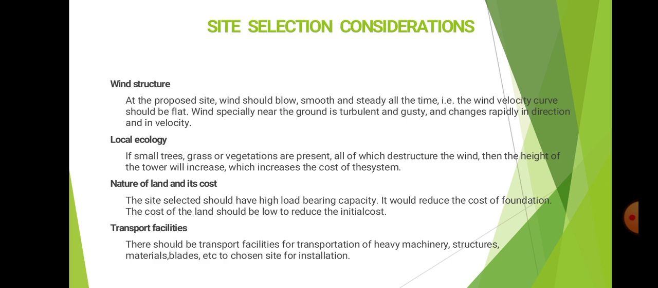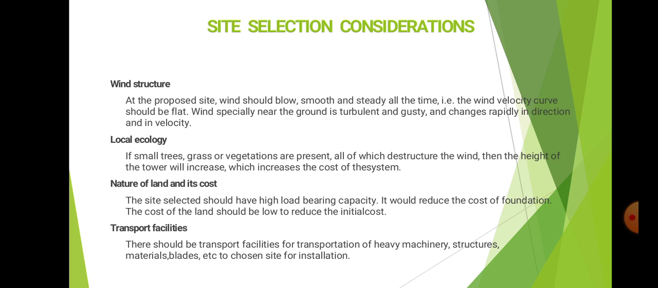Wind structure. At the proposed site, wind should blow smooth and steady all the time. That is, the wind velocity curve should be flat. Wind, especially near the ground, is turbulent and gusty and changes rapidly in direction and in velocity.